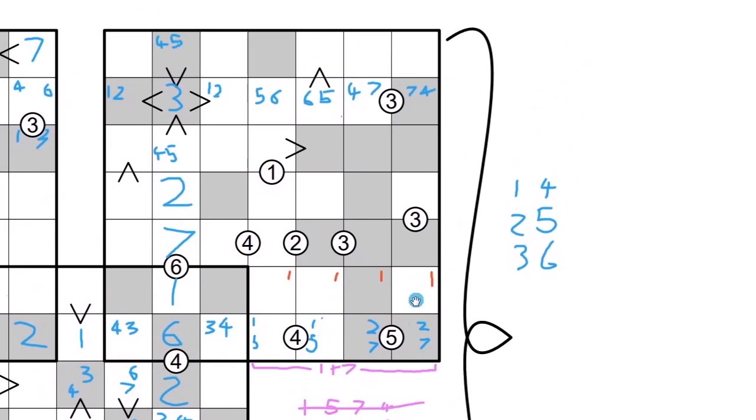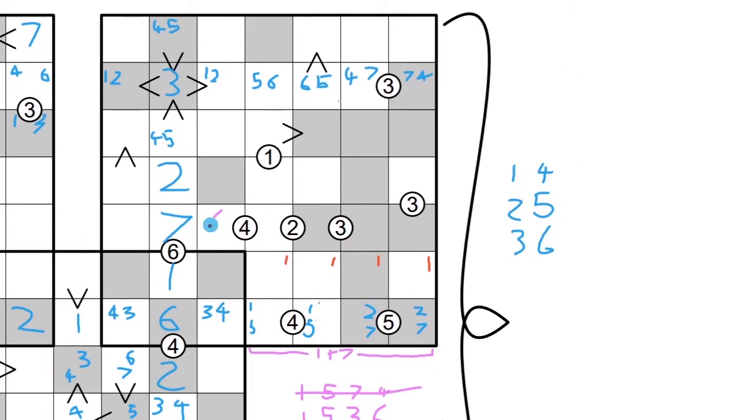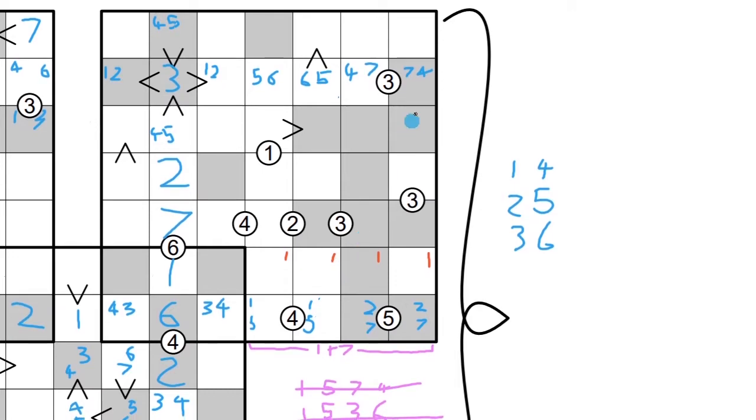Six, 2, 4, 1. 6, 2, 4, 1. That's not a useful one at all. It doesn't clash with anything I've got written down. Ugh. Yeah.